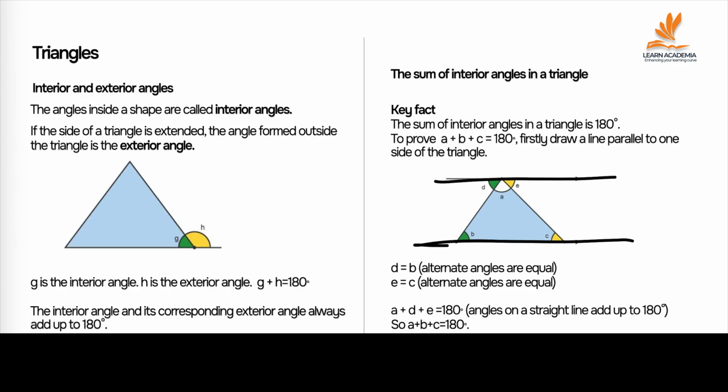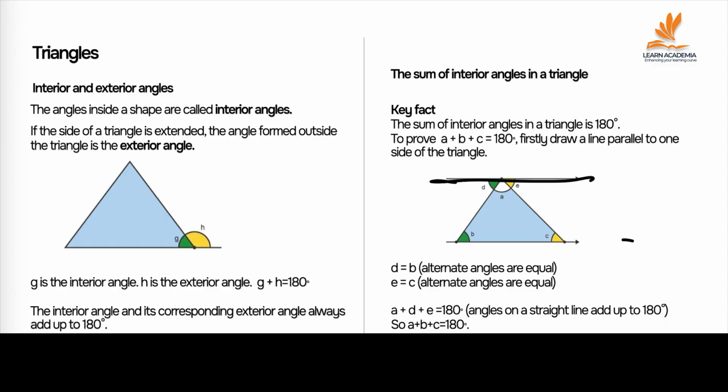Now remember, if this is a transversal and this is a different transversal, the angles formed here would be equal because they are alternate to each other. Similarly, if this is E and this is C, the angle here would similarly be equal because that is similarly an alternate angle, making E equal to C and D equal to B. Let me rub that off. So A plus D plus E is equal to 180 simply because they are all lying on the same straight line.